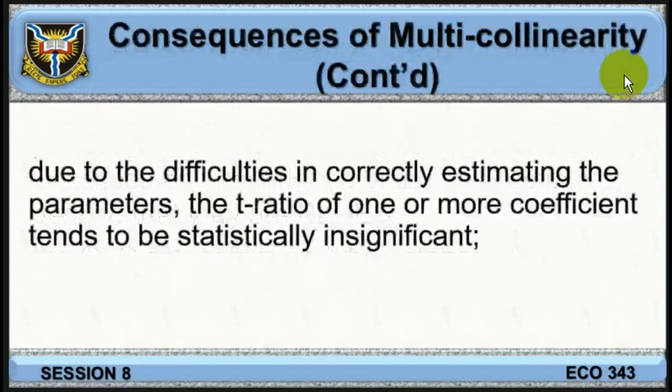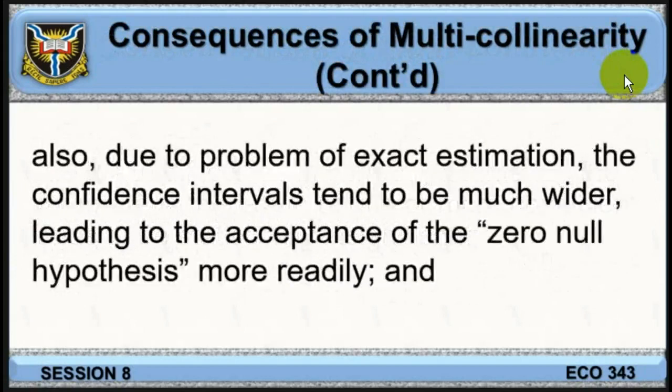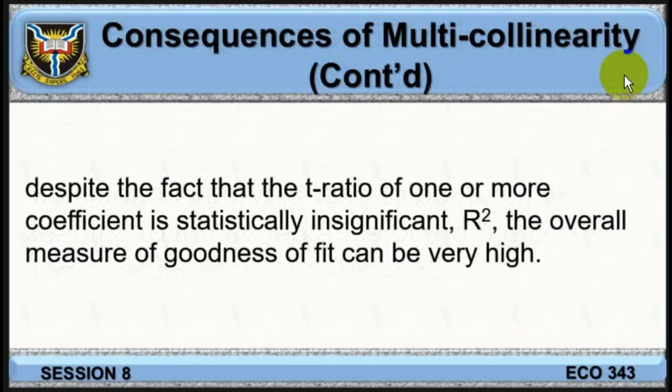C. Due to the difficulties in correctly estimating the parameters, the t-ratio of one or more coefficients tends to be statistically insignificant. D. Also, due to the problem of exact estimation, the confidence intervals tend to be much wider, leading to the acceptance of the zero null hypothesis more readily. And E. Despite the fact that the t-ratio of one or more coefficients is statistically insignificant, R-squared, the overall measure of goodness of fit, can be very high.